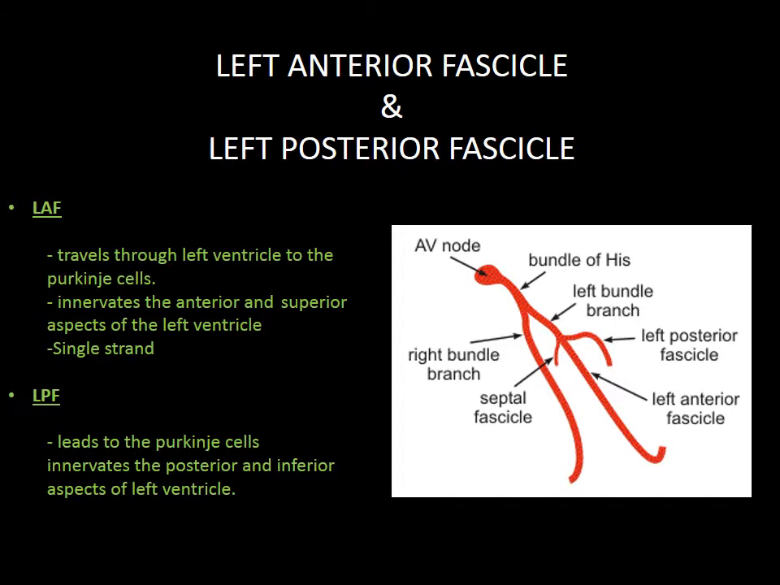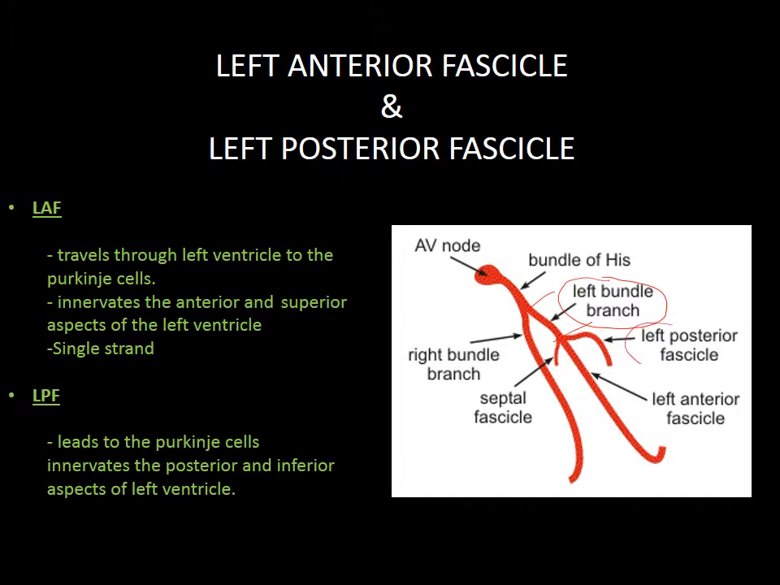It travels through the left ventricle to the Purkinje cells. It innervates the anterior and superior aspect of the left ventricle, and it's a single strand. Now the left posterior fascicle leads to the Purkinje cells and innervates the posterior and inferior aspects of the left ventricle. So we see the left bundle branch, and it actually has a beginning and an end.